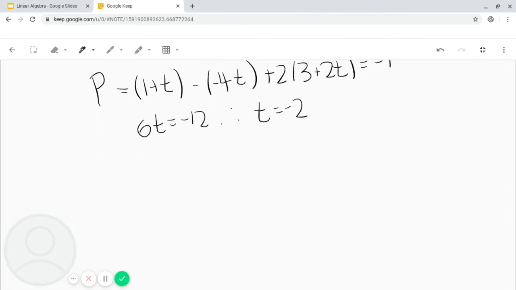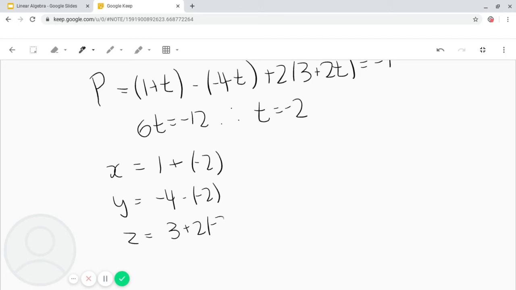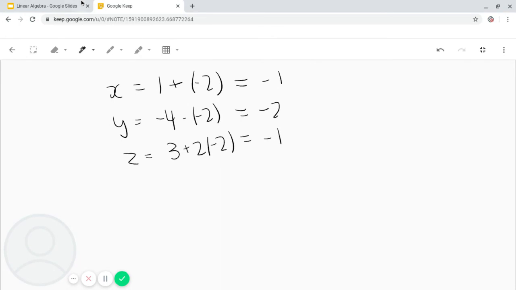Okay, and so we can go ahead and solve for x, y, and z. So then x equals 1 plus -2, y equals -4 minus -2, and z equals 3 plus 2 times -2. So then x is -1, y is -2, and z is -1. So then we get our intersection point, which I'll label n, which is -1, -2, -1.